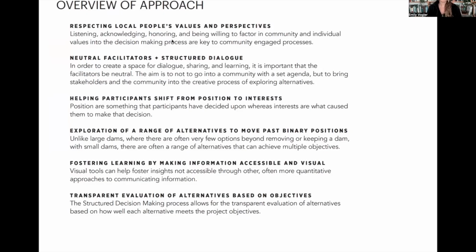This was just the fundamental values, I would say, that we wanted to bring to the work and to the methods we were developing. So the first is just about respecting local people's values and perspectives. So listening, acknowledging, honoring, and being willing to factor community and individual values into the decision-making process, which is key to any community engagement process. This might sound simple, and of course we do this, but I think things have changed a lot in the past 10 years or so.